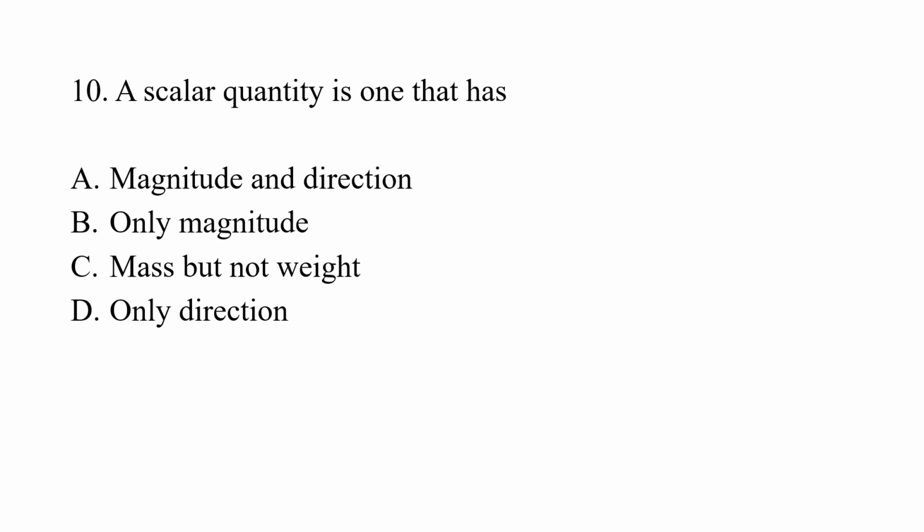A scalar quantity is one that has: A, magnitude and direction; B, only magnitude; C, mass but not weight; D, only direction. As stated previously, vector quantities have both magnitude and direction, hence A would not be the answer. Scalar quantities have magnitude but no direction. So our answer for this question would be B.